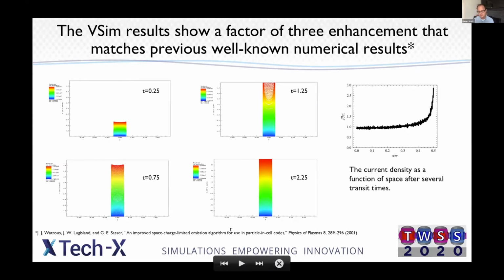There's this reference down here from just about 20 years ago now, in a different particle-in-cell code, where they saw the same factor of 3 enhancement for this problem. Like I said, you see John Luginsland's name on all these space charge limited emission papers. So there he is down there 20 years ago working on this problem even back then. Okay, so the 2D case looked great.